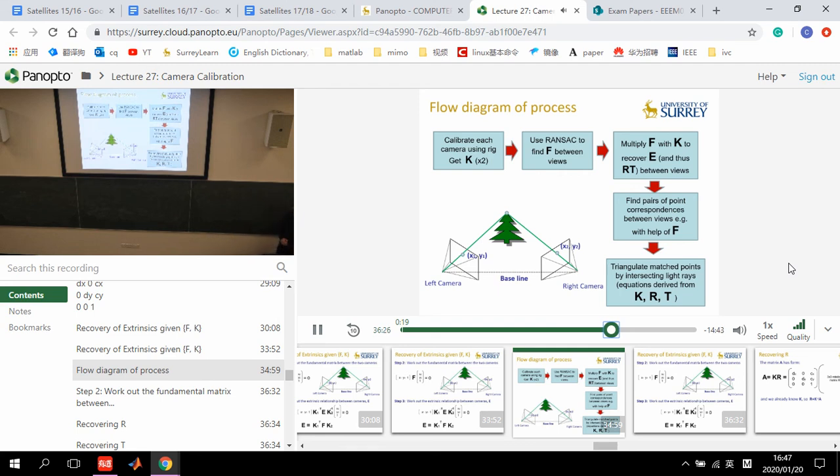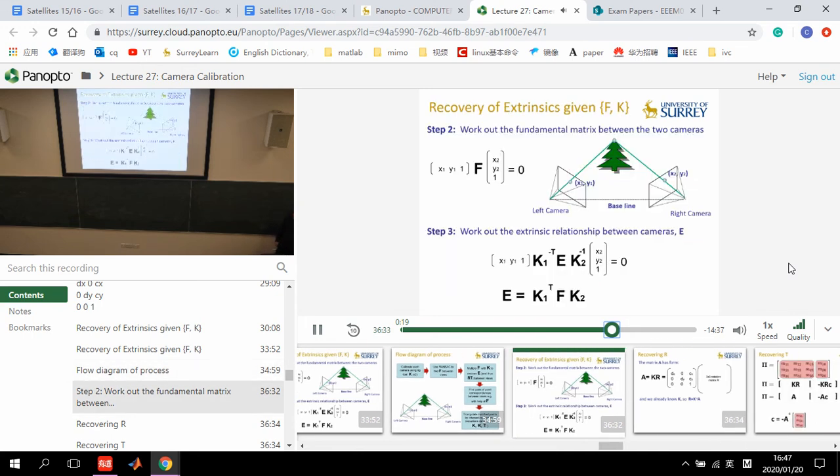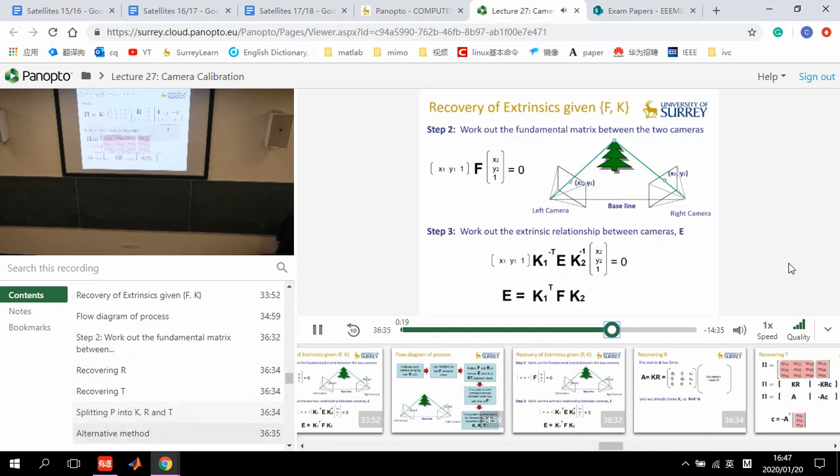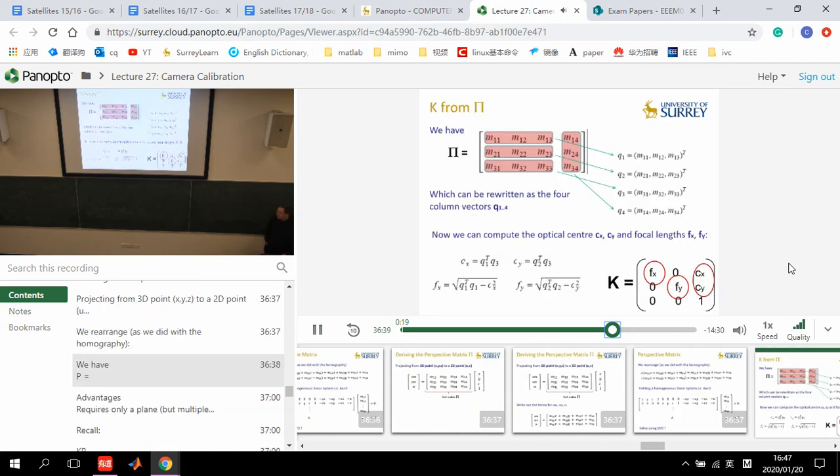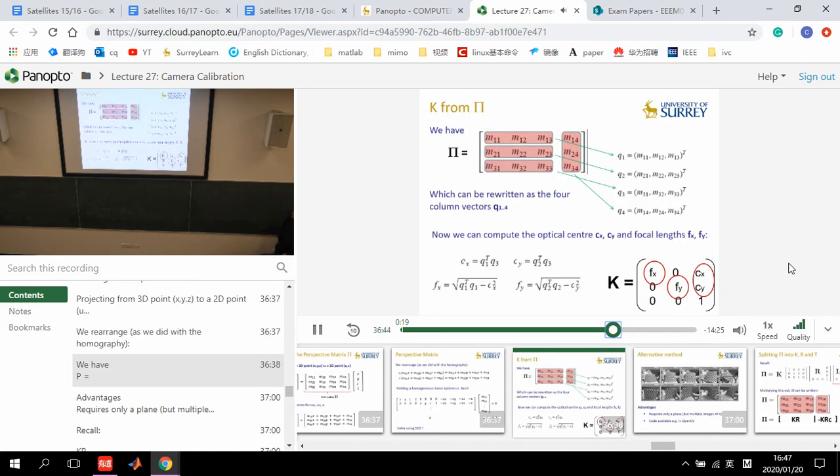Right, any questions on that process at all? Just one thing. Could you go back to the point where you recovered K, first of all, from pi? There is a proof for it, but we're not covering it on this course. You may look in the textbook. I reference the Szeliski textbook to see the proof for that. Any other questions?